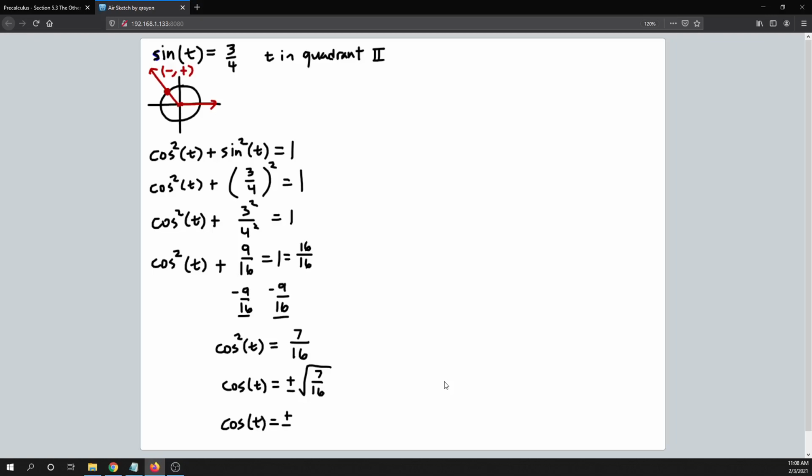So I get cosine of t equals plus or minus the square root of 7 over 16. I've got a fraction underneath the radical, and I need to simplify that. The way you simplify that is, the square root of a fraction is the square root of the top over the square root of the bottom. And then I can simplify the square root of 16. That's just 4. 7 is a prime number, so you can't simplify this square root.